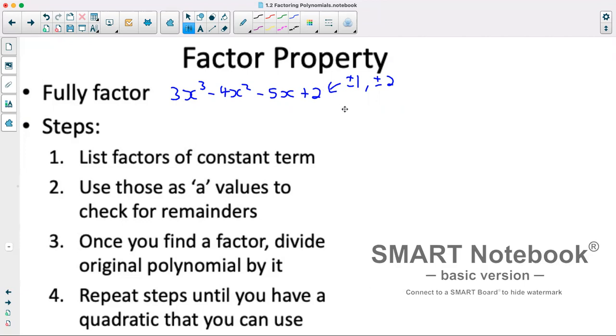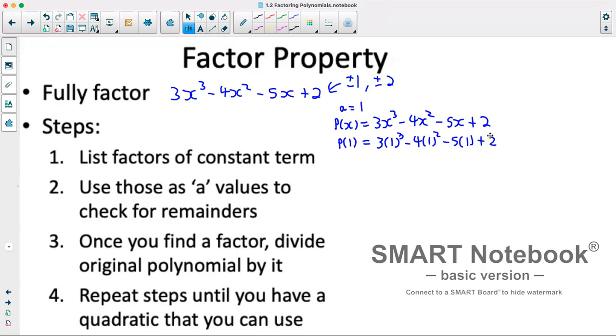So first one I'm going to try is an a value of 1. So we have P of x is equal to 3x cubed minus 4x squared minus 5x plus 2. So I'll substitute 1 in. So I've got P of 1 equals 3 times 1 cubed minus 4 times 1 squared minus 5 times 1 plus 2. So that gives us P of 1 is equal to 1 cubed is 1 times 3 is 3. 1 squared is 1 times negative 4 is negative 4. Negative 5 times 1 is negative 5. Add 2. And that gives us negative 4. So that one's not a factor.